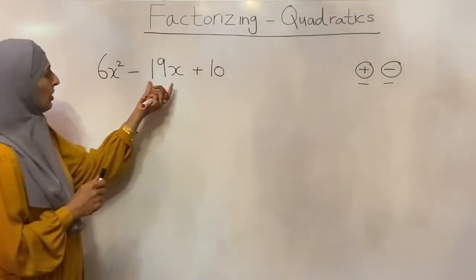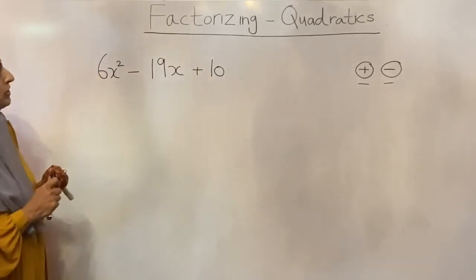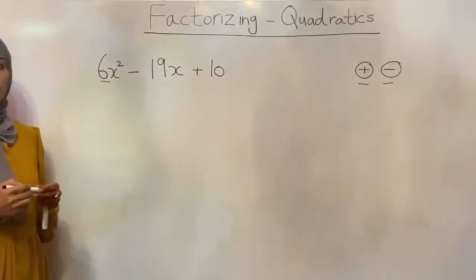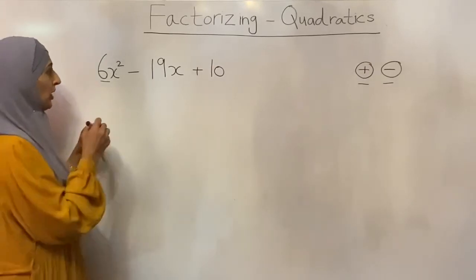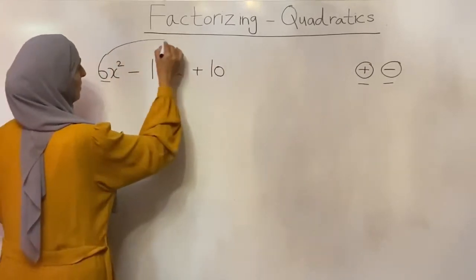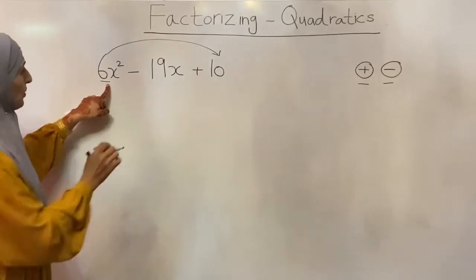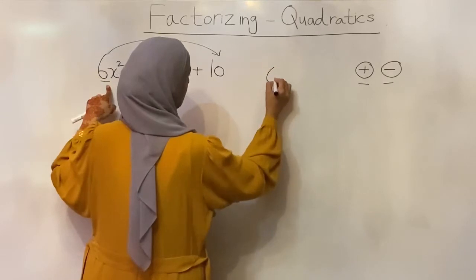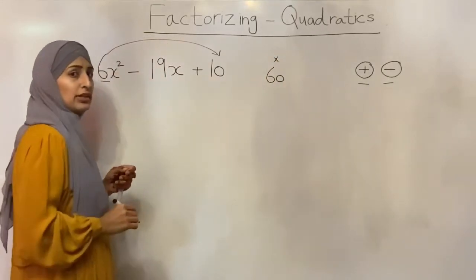6x squared minus 19x plus 10. In this quadratic equation, again we have a constant before the first term, so again the rule is different. Now you have to multiply the first term with the last term, so now you are going to use the plus sign. 10 times 6 is 60, so you have to find two factor pairs that multiply to get 60.